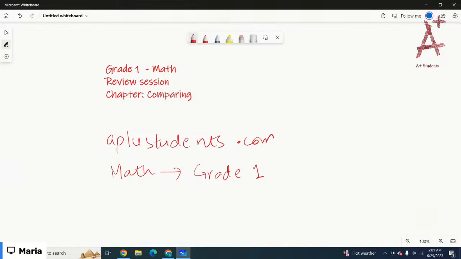We have already done all the lessons on aplusstudents.com, so that is just a review session. I'm going to start with any random chapter. If you need help with any lesson, you can just write down the lesson in the chat box. For the next session, I will cover that lesson. Today we're going to start with the lesson comparing.